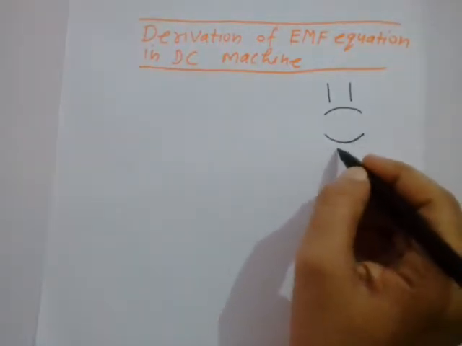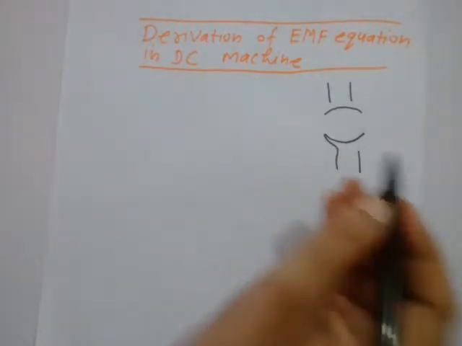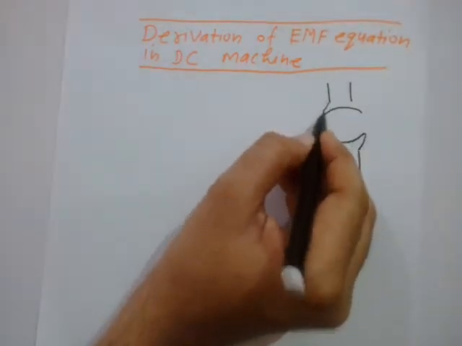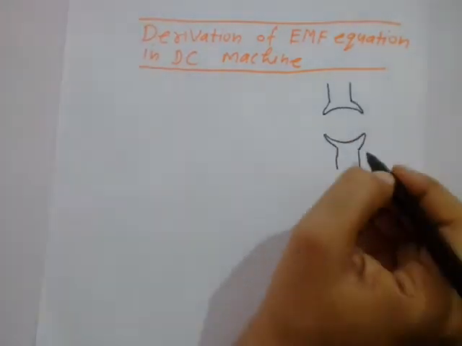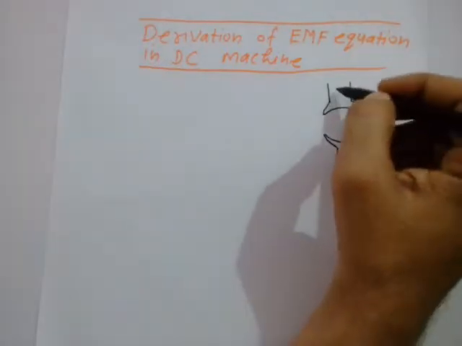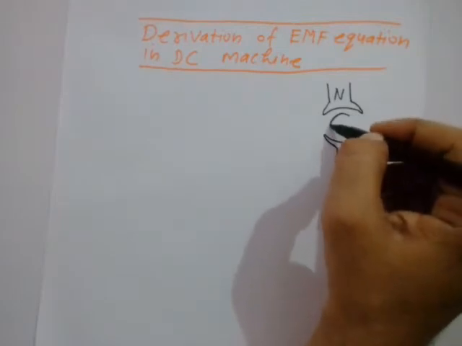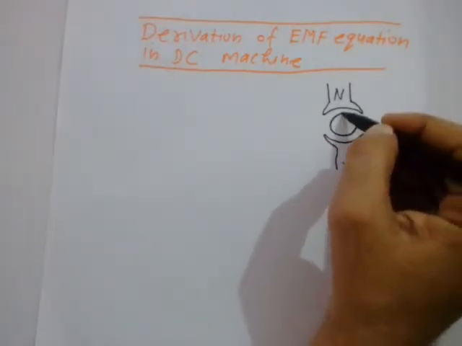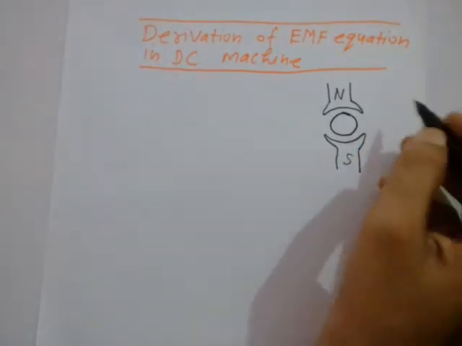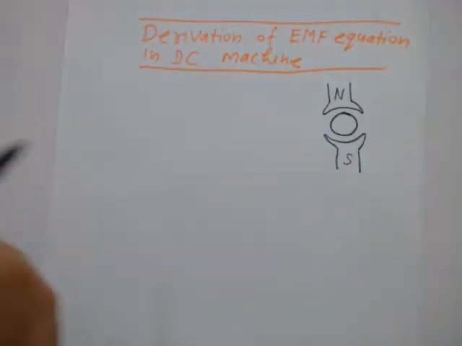So I have already explained the operating principle of DC generator. So these are the field poles, north and south, right? And in between is this circle that you're seeing. This is a rotor element, right? So for simplicity I am drawing this much only.